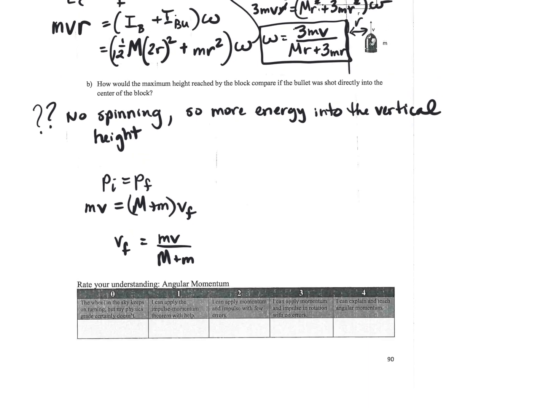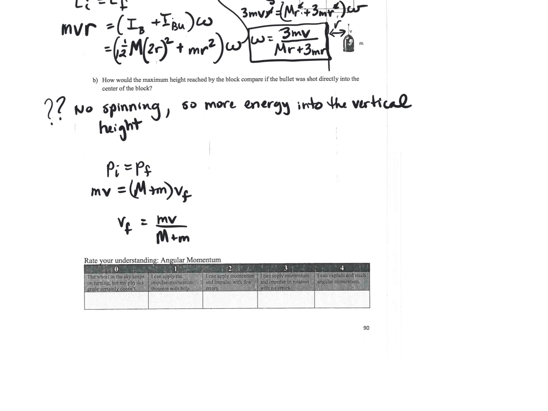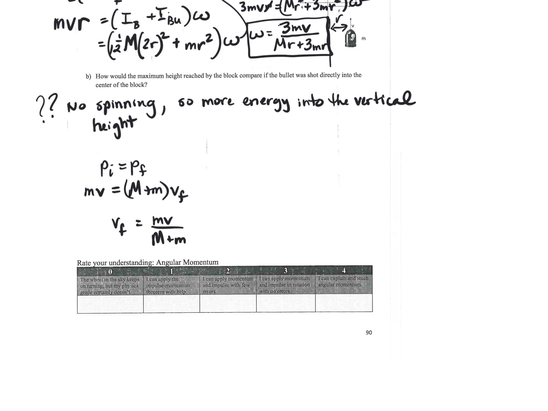So what we really have is P initial equals P final, right? So little mv equals big M plus little m times V final. So V final equals little mv divided by big M plus little m. Wow. Okay.